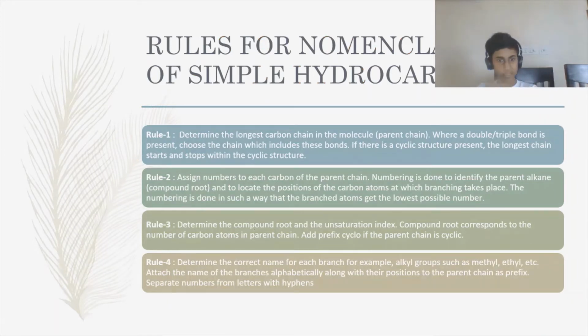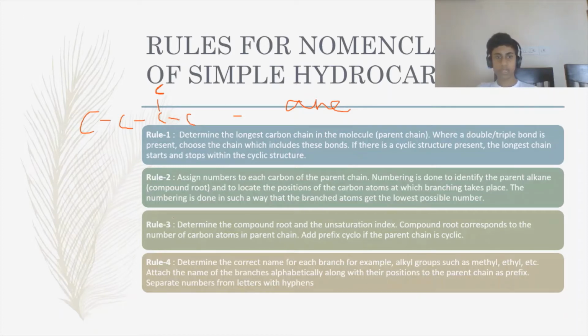Now we have to determine the compound root and the unsaturation index. The compound root corresponds to the number of carbon atoms in the parent chain. So we have to add the prefix cyclo if the parent chain is cyclic. So if it's cyclic, we just add cyclo. Now this was our chain. Then we would see the unsaturation index, or just check if the bonds are single, double, or triple. So it's single, so it would be ane.